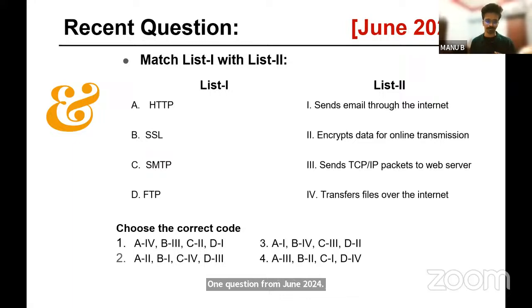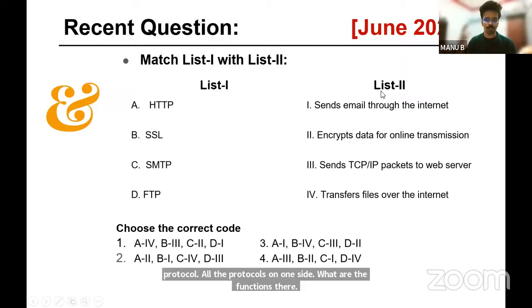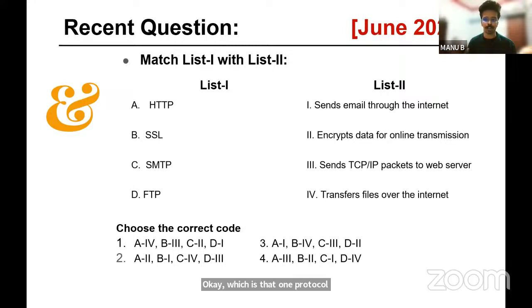You see, you have the protocols on the left hand side and the functions on the right hand side. Hypertext Transfer Protocol (HTTP), Secure Socket Layers (SSL), Simple Mail Transfer Protocol (SMTP), File Transfer Protocol (FTP). All the protocols on one side. What are the functions there? Which one is the protocol for sending email, for data encryption, for sending TCP/IP packets, internet protocol type of stuff, and for transfer of files over internet? Can you immediately answer?